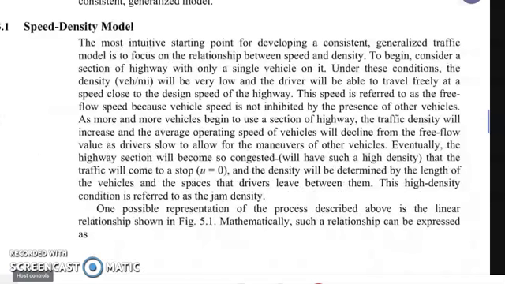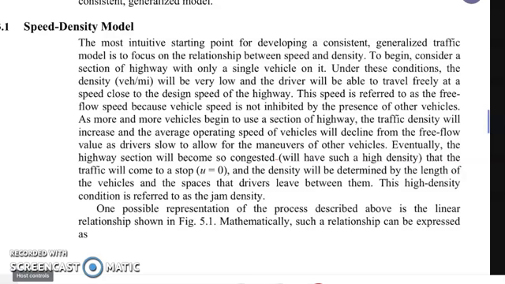For the speed density model, this is the most intuitive starting point for developing a consistent, generalized traffic model, focusing on the relationship between speed and density. We now consider a section of a highway with only a single vehicle on it. Under this condition, the density will be very low and the driver will be able to travel freely at a speed close to the design speed of the highway.